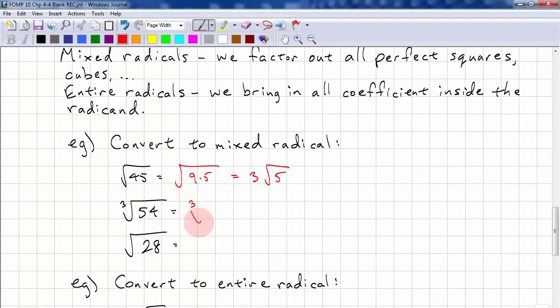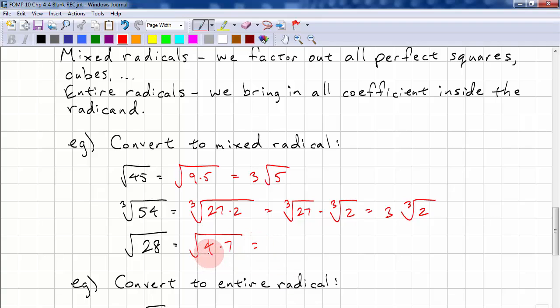Cube root. Okay, so we try to do some factorization. This is 27 times 2. So we're taking the cube root of 27 and the cube root of 2. And 27 is a perfect cube, so we have 3 cube root of 2. 28, that breaks down to 4 times 7. And 4 is a perfect square, so we can pull that out as 2 root 7.